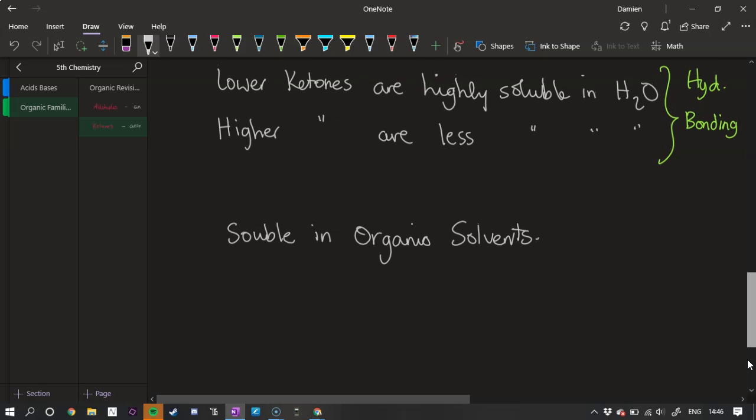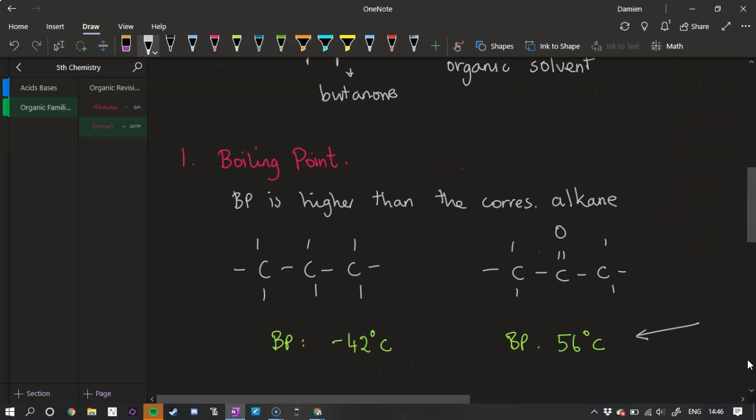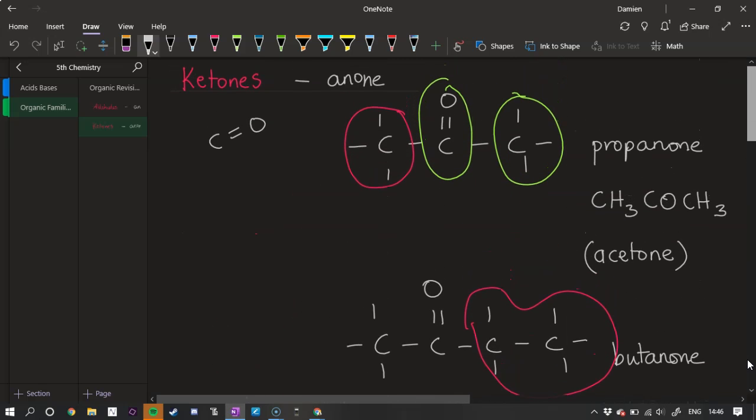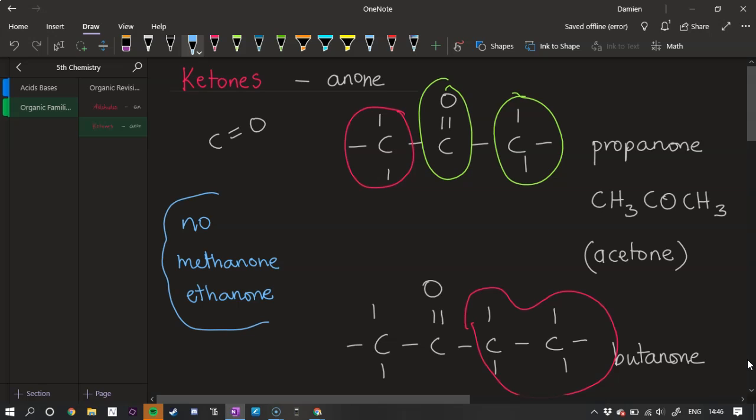So that pretty much ends the ketones. Again, just be very, very careful at the start that there is no methanone. And that's not to be confused with a word that you might have heard called methadone. Methadone is a different compound. It's not methanone. So there's no methanone and there's no ethanone. And that's important. Often comes up in the exam, that one.